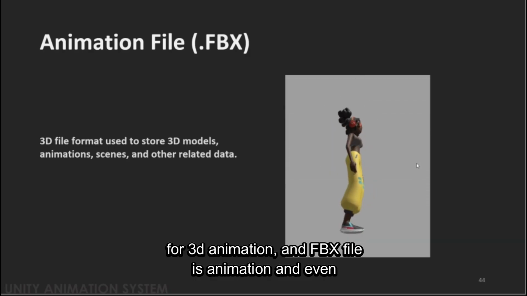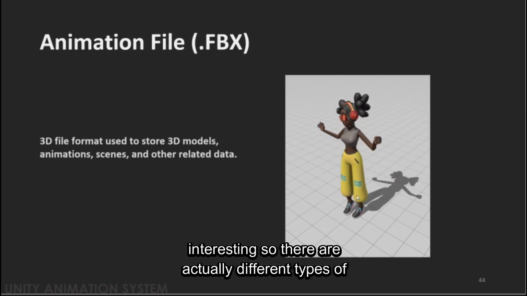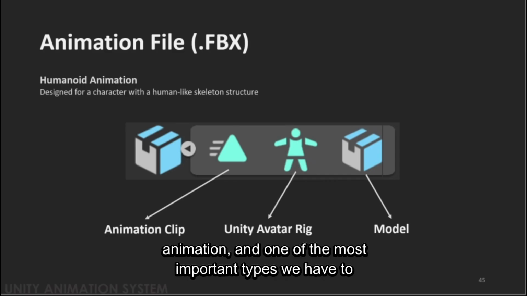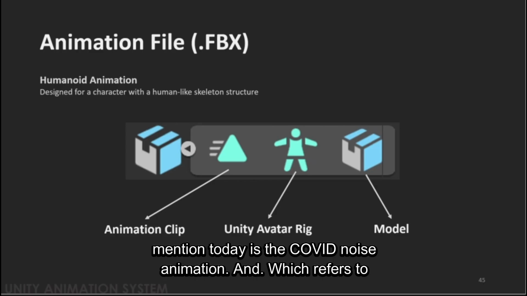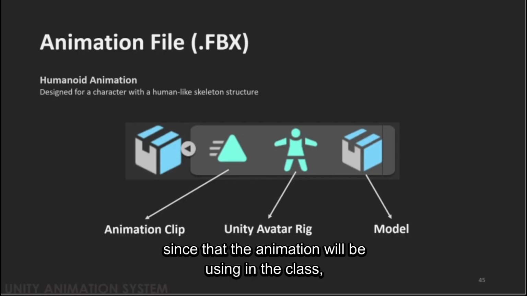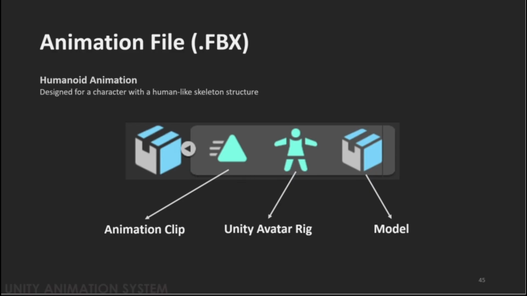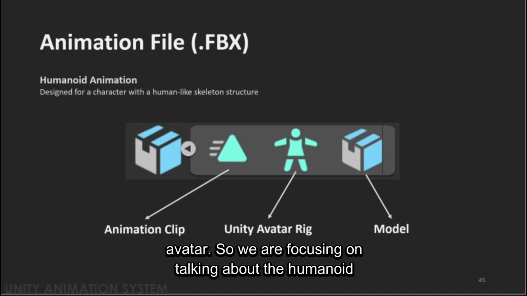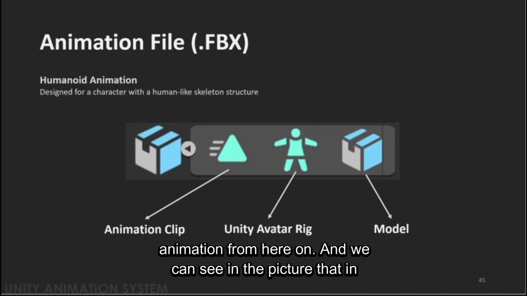and even an entire scene. There are different types of animation, and one of the most important types we have to mention today is the humanoid animation, which refers specifically to animation for human-like skeletons. Since the animations we'll be using in the class are for the avatar, we are focusing on the humanoid animation from here on.